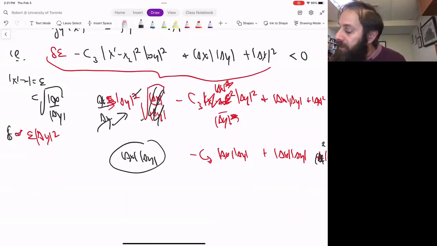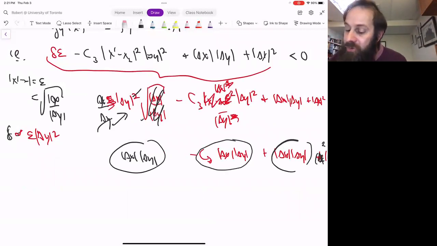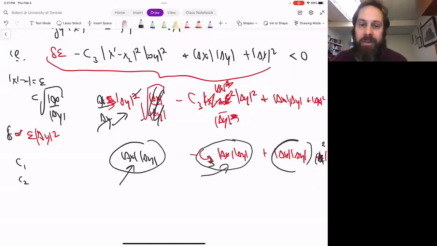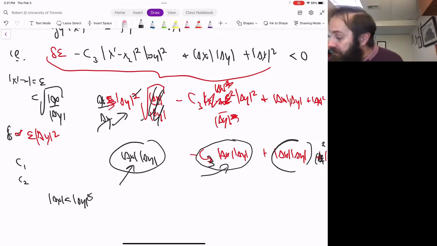So the point is that these terms are all of the same order as this term. And I had the freedom to choose the constants C1 and C2 that went into the definition of delta epsilon. And so I can make this dangerous term smaller than the C3 that comes out of my A3 condition. And so I can make that negative. And the delta x squared is no danger because I already assumed that delta x was small compared to delta y to the fifth. So this delta x squared term over here is no danger at all.